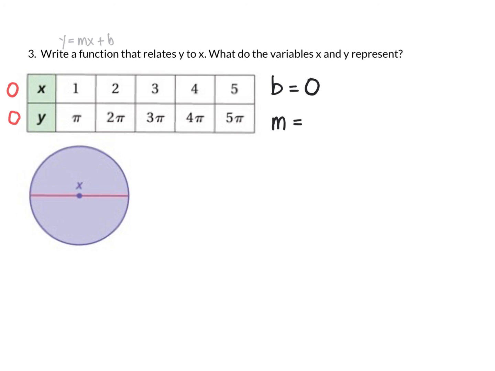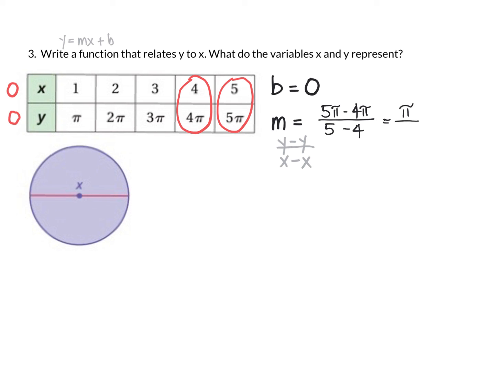Now let's find m. All right, since we don't have a graph to find rise over run, we're going to pick 2 points. Let's just pick this one and this one. Let's pick the bigger ones this time. And we are going to set up the formula y minus y over x minus x. This y is 5 pi minus 4 pi, okay? And that's all over, and since we started with 5 pi, let's go to 5 minus 4, all right? So 5 pi minus 4 pi is 1 pi, and then 5 minus 4 is 1. And pi divided by 1 is just pi, so m is pi.